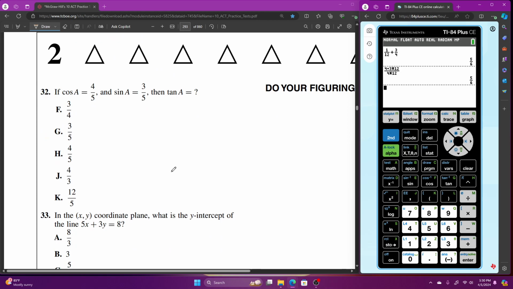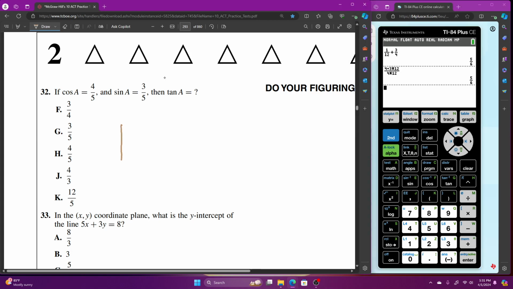If the cosine of A is 4/5 and the sine of A is 3/5, then what is the tangent of A? Anytime you see your sine, cosine, tangent, right, we're thinking about a right triangle. And these are ratios for our sides. So it doesn't necessarily mean that the sides are exactly 3, 4, and 5, but there's going to be some sort of ratio to 3, 4, and 5.